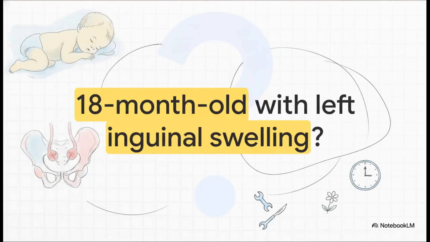An 18-month-old male patient is brought in by his parents complaining of an empty left hemiscrotum and a mass in the left groin. On examination, the left half of the scrotum is underdeveloped, the left testis isn't palpable, and there's a 3 by 2 centimeter swelling in the left inguinal region. The right testis is perfectly normal. Which of the following is the appropriate treatment for this patient?